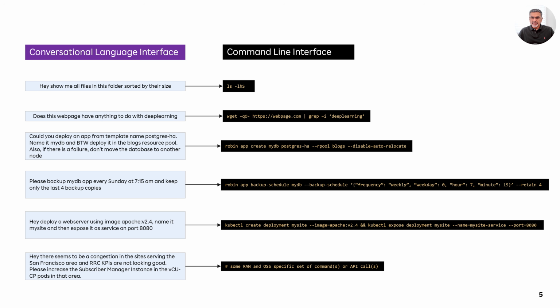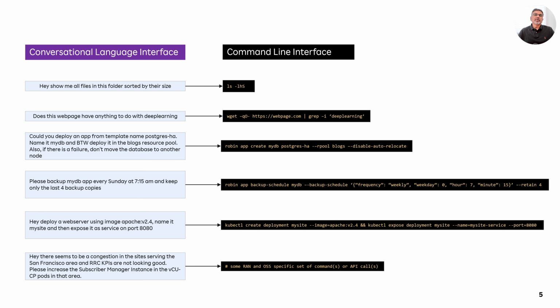For example, if you are a telco operator, you might say something like, hey, there seems to be a congestion in the sites serving San Francisco area, and the KPIs are not looking good. Please increase the subscriber manager instance in this particular pod in that area. And then the neural network architecture takes this because it's trained on this, and it will emit one or more commands or API calls to take that action. This is the world that we are going to be going into.